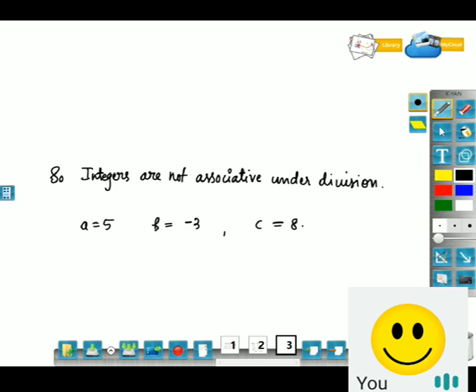All of you take these values: A is equal to 5, B is equal to -3 and C is equal to 8, and check whether your LHS and RHS are going to become equal or not. And all of you write your answers, what answers you will get in your left hand side of the equation and right hand side of the equation. Okay, I got one answer, 5 divided by -24, and on the right hand side -15 divided by 8.